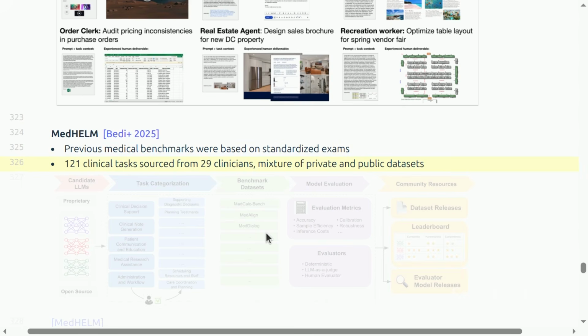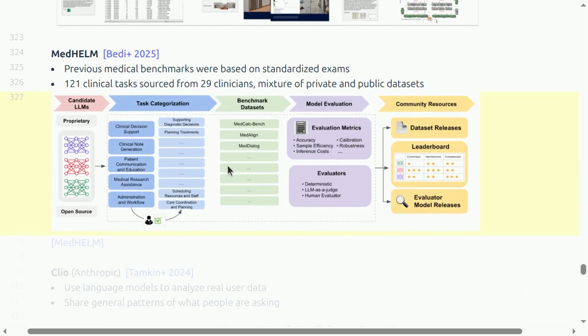But the point is that for a language model, you should also not just pass the medical exams and deploy them directly. So this was a project where 121 tasks were sourced from 29 clinicians, and this was meant to represent the type of things that clinicians would actually ask a language model, which are quite different than the multiple choice type of exam questions.